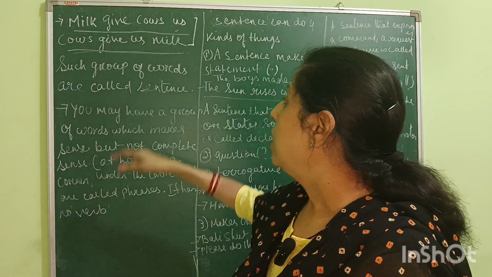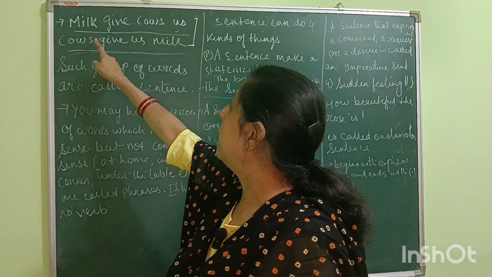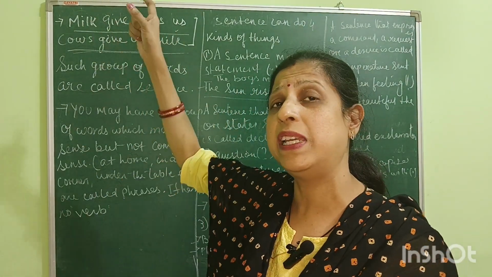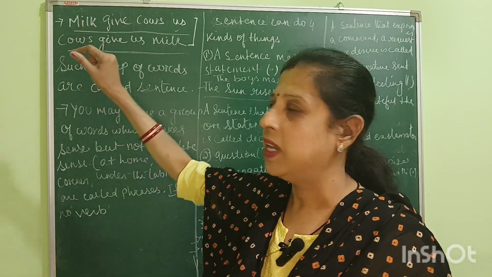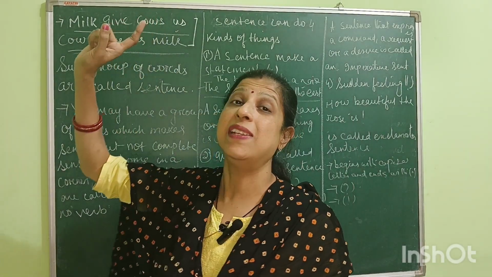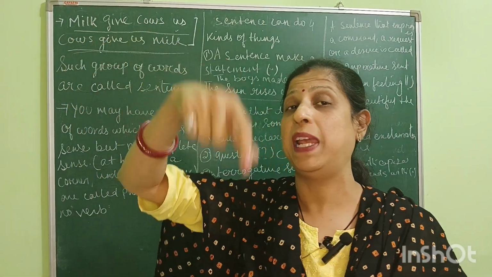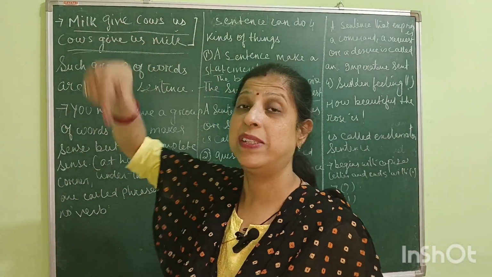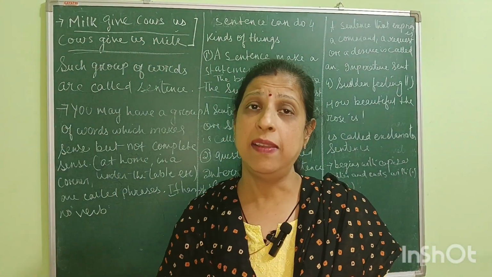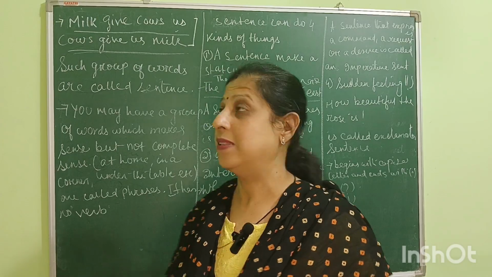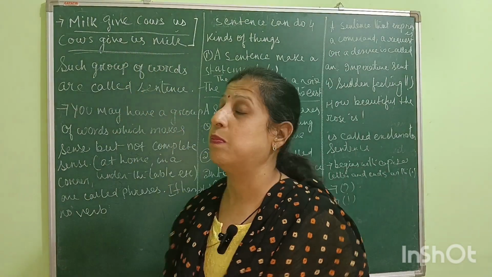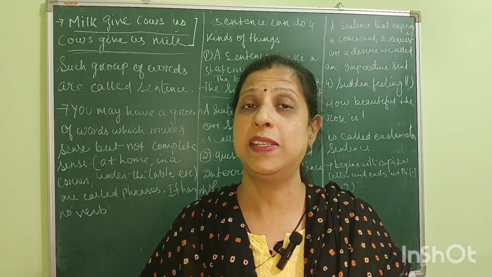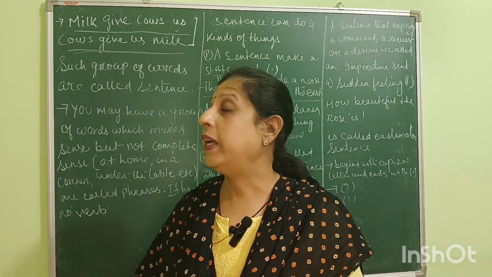Okay, now "milk give cows us" is not a sentence, but these are all a group of words, and they don't make any sense because they are not placed in proper order. If they would have been placed in proper order, then they would have formed a sentence. Like "cows give us milk" is placed in proper order, so it is a sentence, right?